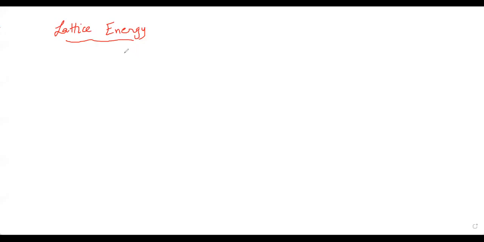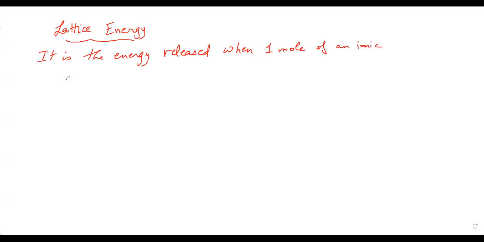Okay, the first chapter deals with lattice energy. Now, what is lattice energy? Lattice energy is the energy released when 1 mole of an ionic compound is formed from its ions in the gaseous state.